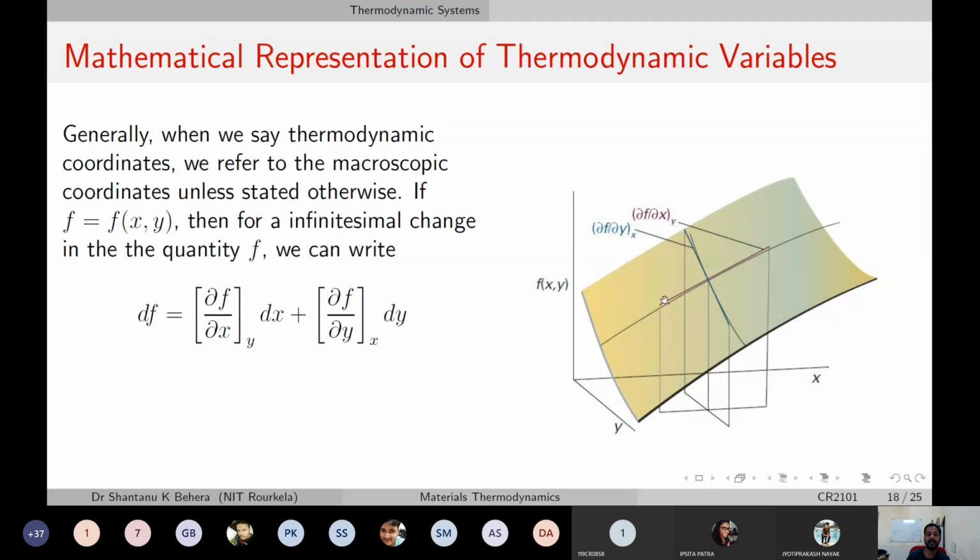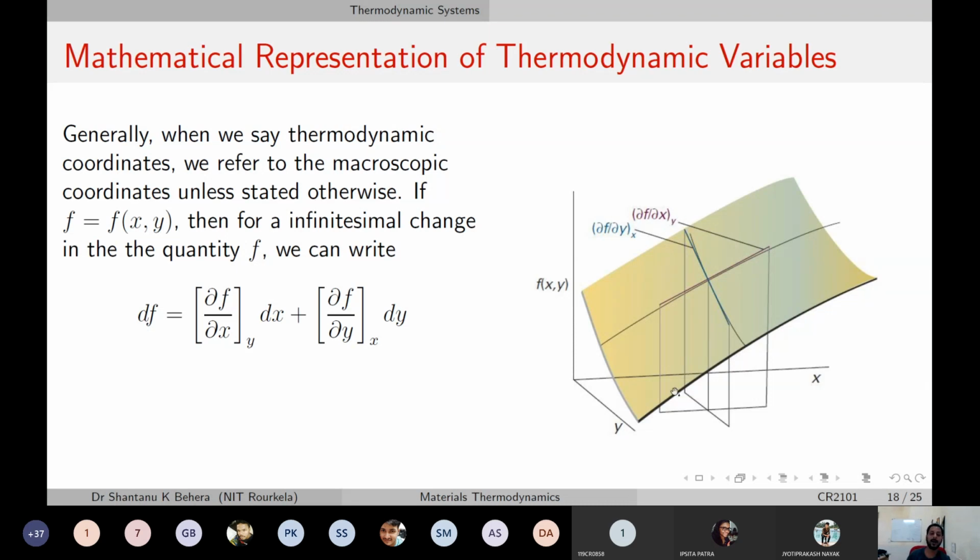All right, and we want to see del f by del x. That means the change in f with the change in x. That's what we're trying to see here. This is the slope here. This is the slope here. We want to see del f by del x here. Okay, and that is at a y constant.